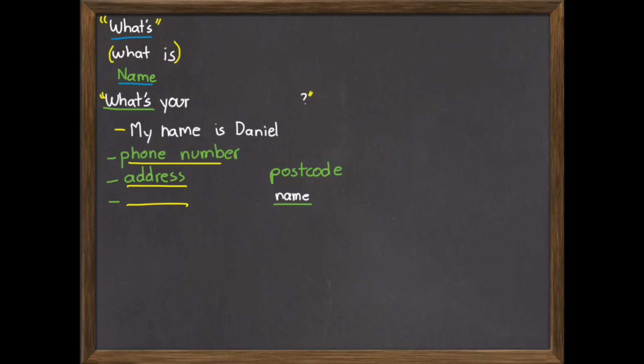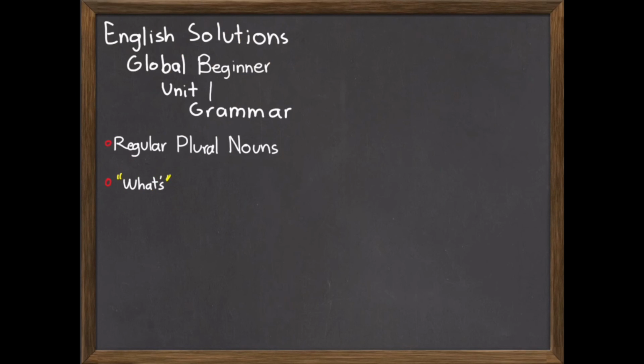That's how we use what's. We use what's to ask about things. So that's everything for this video of the grammar section. We looked at regular plural nouns and the expression what's. Remember, you can watch this video more than one time and ask your teacher about this topic if you have more questions. See you on the next video.